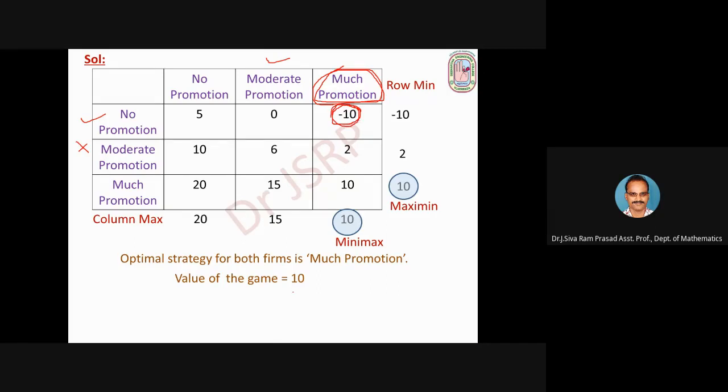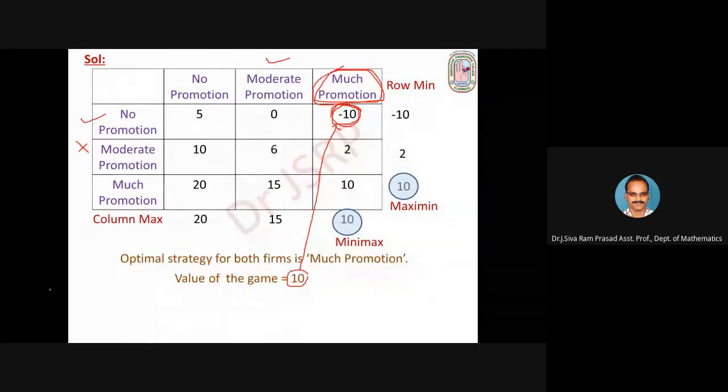So that means the loss of player B decreases from 10 to minus 10. By theory, the loss of player B is 10. If A does not follow theory and B follows theory, then the loss of firm B decreased from 10 to minus 10. That means minus 10 becomes a gain for player B. So here the loss decreased. This is one option.